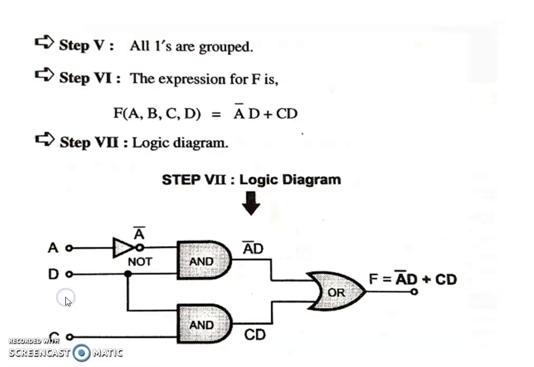Now your next step, all ones are grouped. So our final expression for A, B, C, D is nothing but A bar D plus CD. For this expression, you have to write down the logic diagram. So how to write the logic diagram?